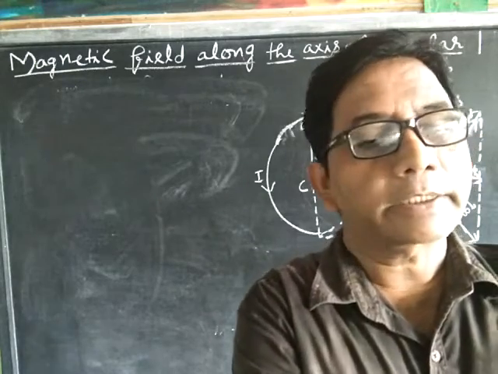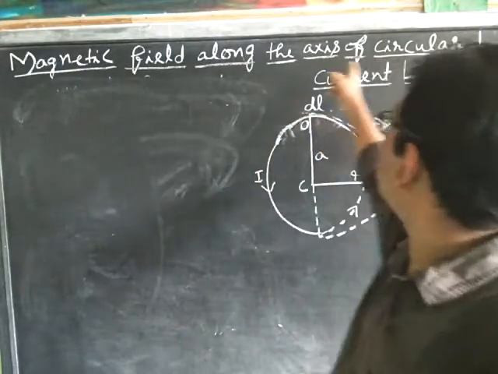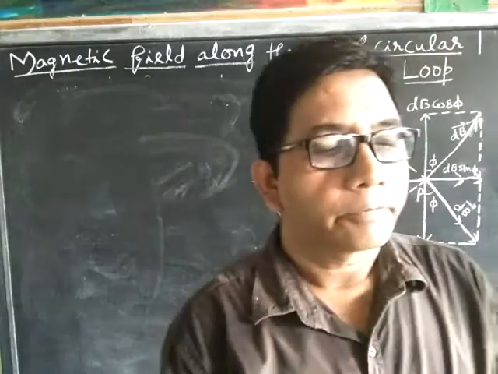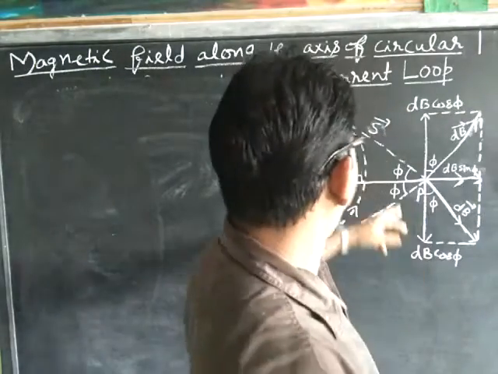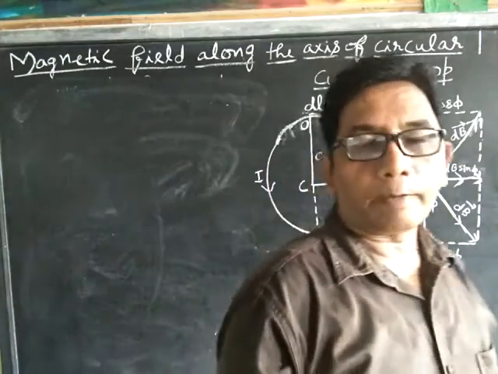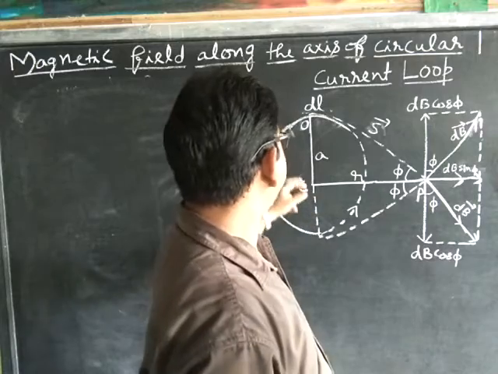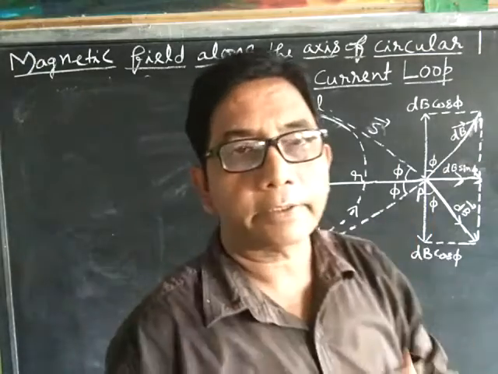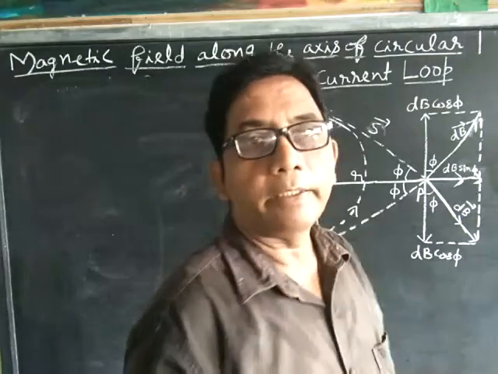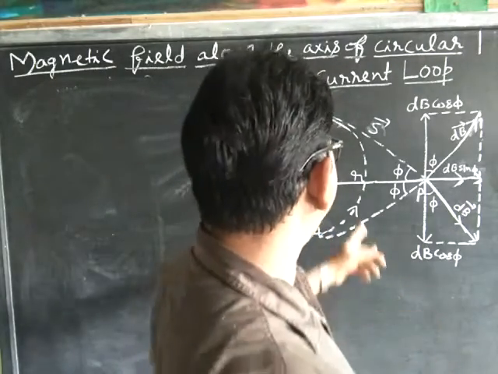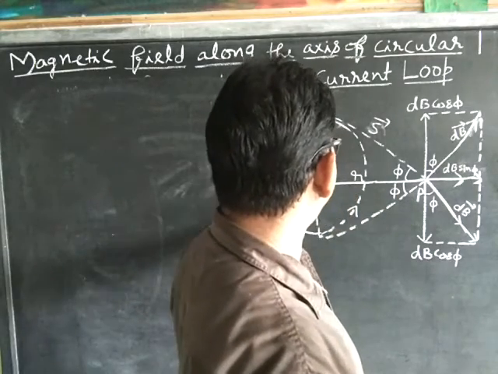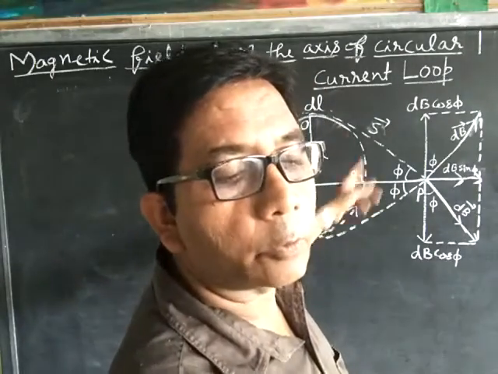Today we will discuss the magnetic field along the axis of a circular current loop. First, consider a circular loop of wire of radius A carrying current I. We will find the magnetic field at point P, which is at distance R from the center C of the loop.